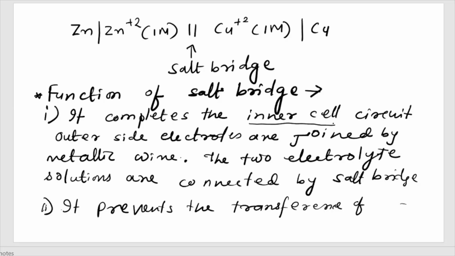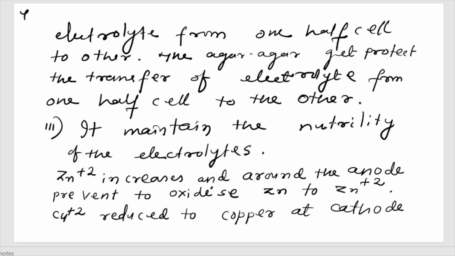Metallic wire. The two electrolytic solutions are connected by salt bridge. Again, see what is the main function of salt bridge? It completes the inner cell circuit and outer cell, that is by metallic wire, and the two electrolytic solutions are connected by salt bridge. Then you will see one by one what are the main functions of the salt bridge. It prevents the transfer of electrolyte from one half cell to other.